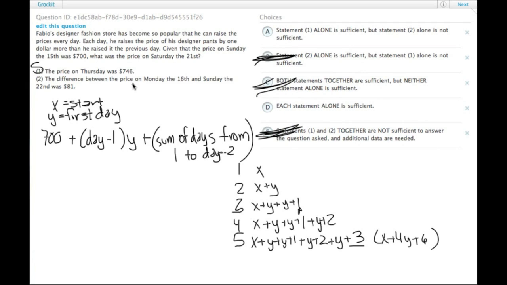Statement two tells us the difference between the price on Monday the 16th and Sunday the 22nd was $81. Again, we would use our two formulas. Again, we always know what x is. That's always 700. And we would just subtract the two equations. We would subtract the day two's price from the day eight's price, and then we know that that equals 81, and we would solve for y and then plug it into our formula for the seventh day again. So the statement also is sufficient. Each statement alone is enough for us to figure out the price on Saturday the 21st. Answer choice D.